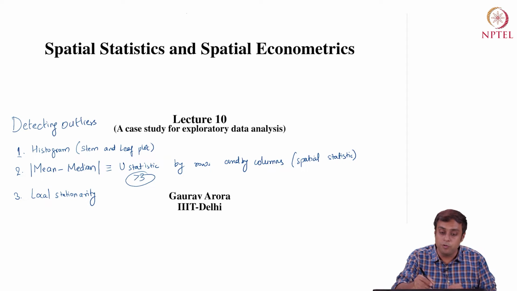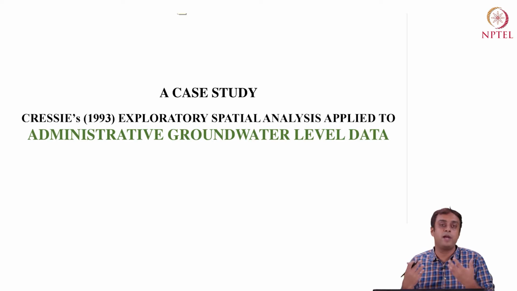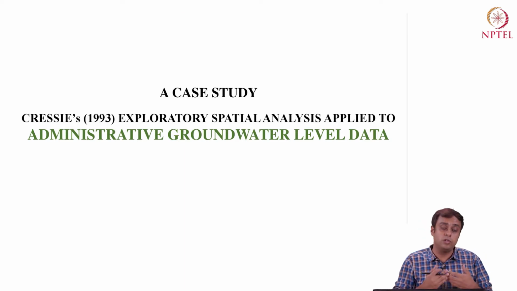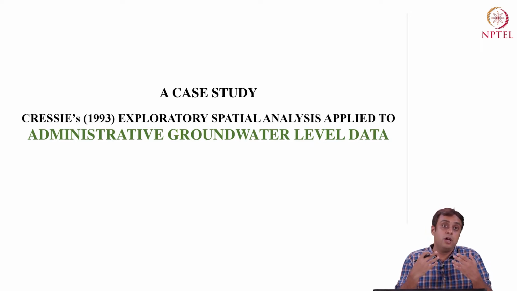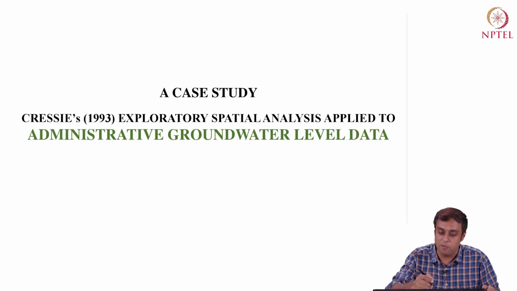So today what we are going to do is take this machinery that we learned to conduct exploratory spatial data analysis and apply it to the administrative groundwater level data for India. More specifically, we are going to look at the data provided by the Central Groundwater Control Board, and we are going to apply the machinery of exploratory spatial data analysis and try to detect outliers through the 3 devices that we discovered last time. Okay, so let's look at the data and move forward.